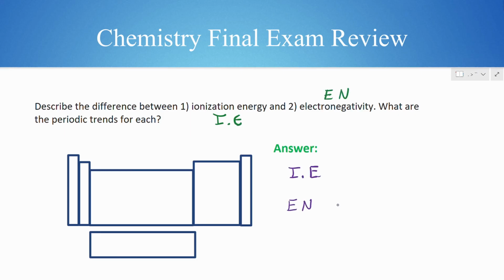So ionization energy is the energy needed to pull off electrons from an element. We can talk about first ionization energy or second ionization energy. The first one is how much energy is needed to pull the first electron off an element. Electronegativity is the element's ability to attract electrons towards itself, so how much it pulls electrons towards itself. And for the periodic trends, as you go to the right and as you go up, you're going to have an increase in ionization energy and in electronegativity.